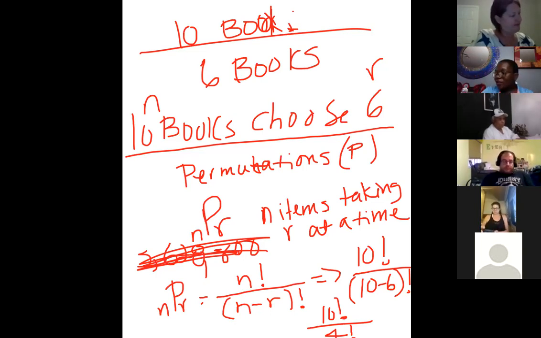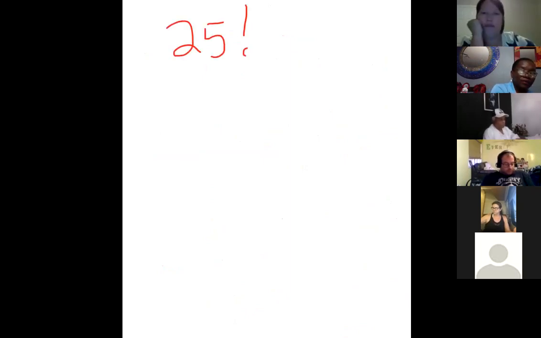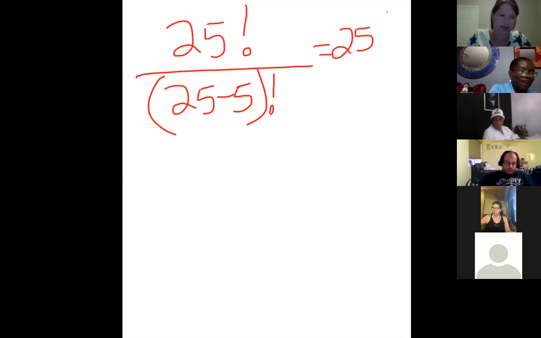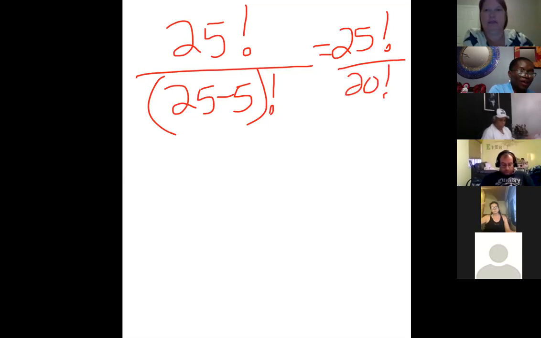Okay. So you got a total of 25 numbers to choose from, and you need to choose 5 numbers. And this is in regard to lottery. So it will be 25 factorial over 25 minus 5 factorial. That would leave you with 25 factorial over 20 factorial. Go ahead, plug that into your calculator. It's going to tell you how many different ways you can choose.